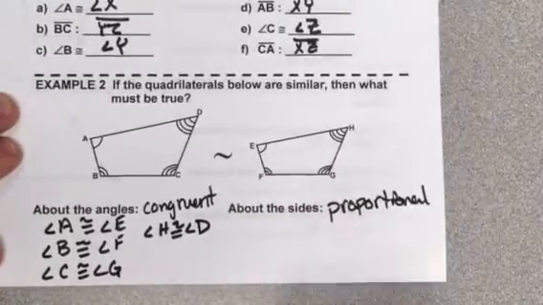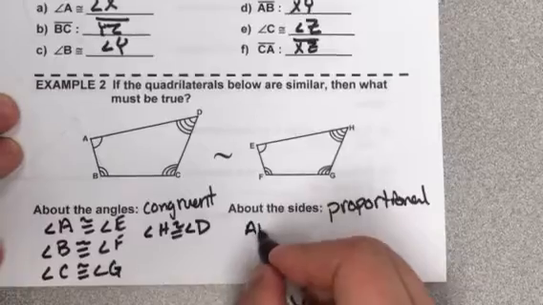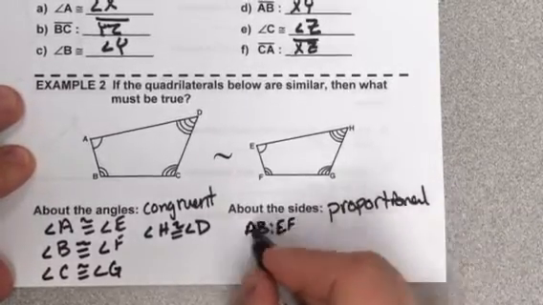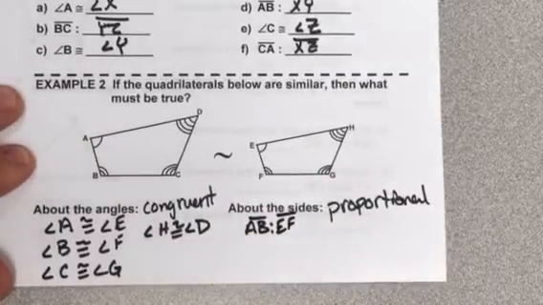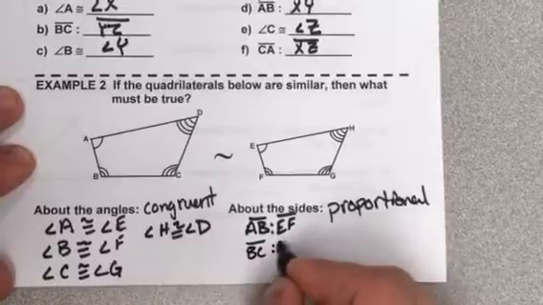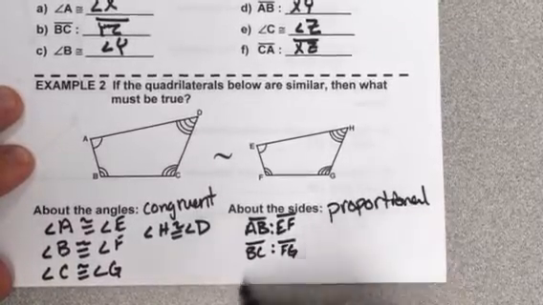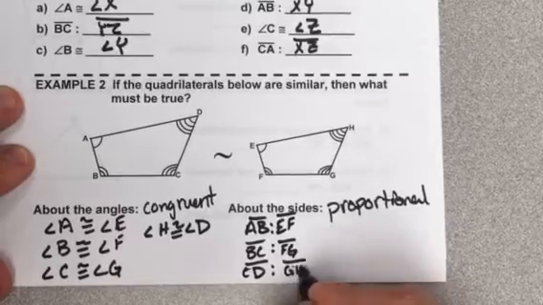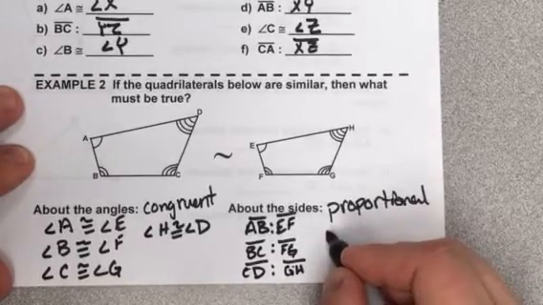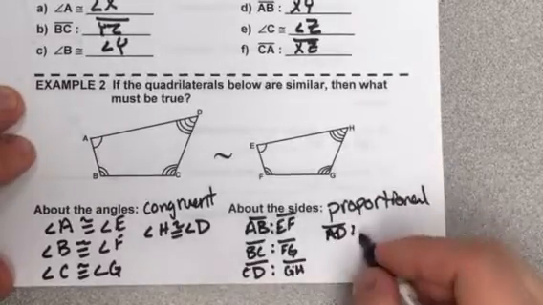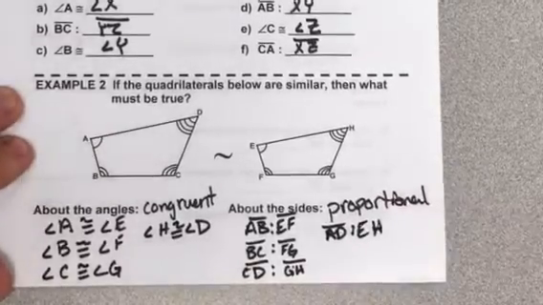Okay, talking about proportionality, AB will be proportional to EF. And again, we're talking about segments, so make sure you put your segment there. Segment BC will be proportional to segment FG. Segment CD is proportional to segment GH, and segment AD will be proportional to segment EH.